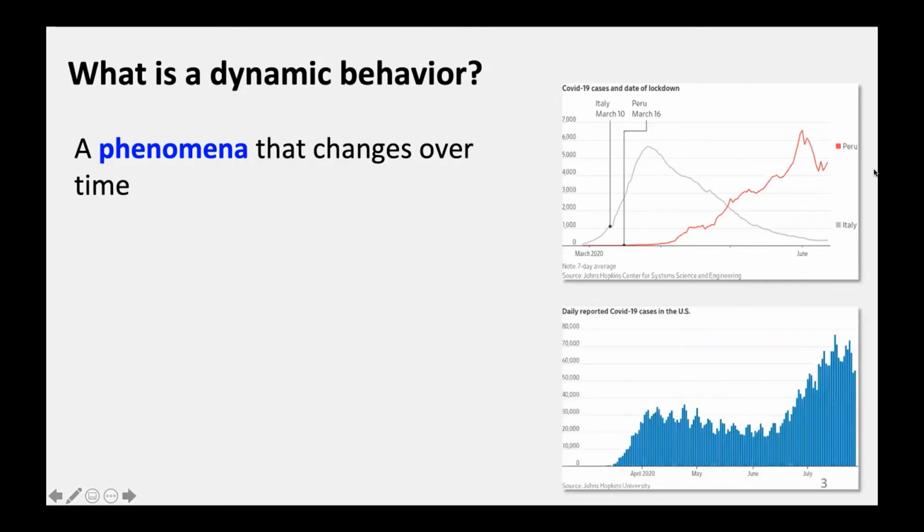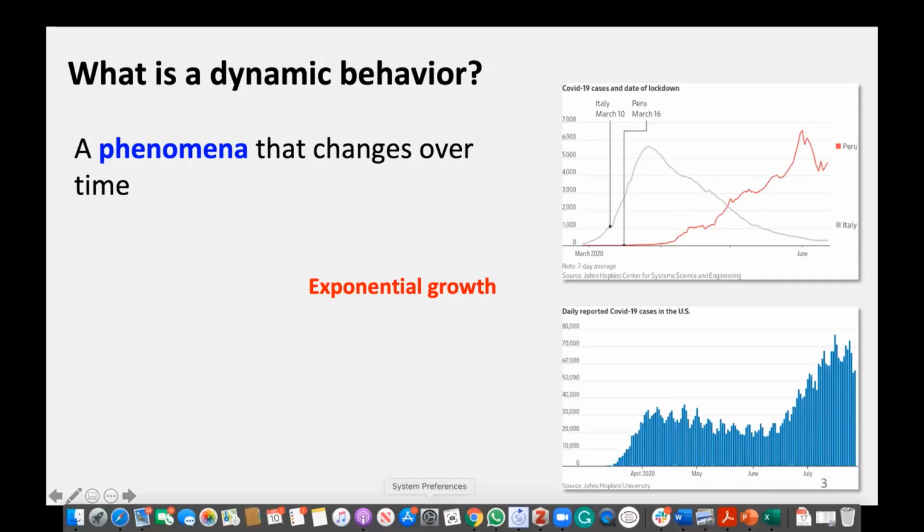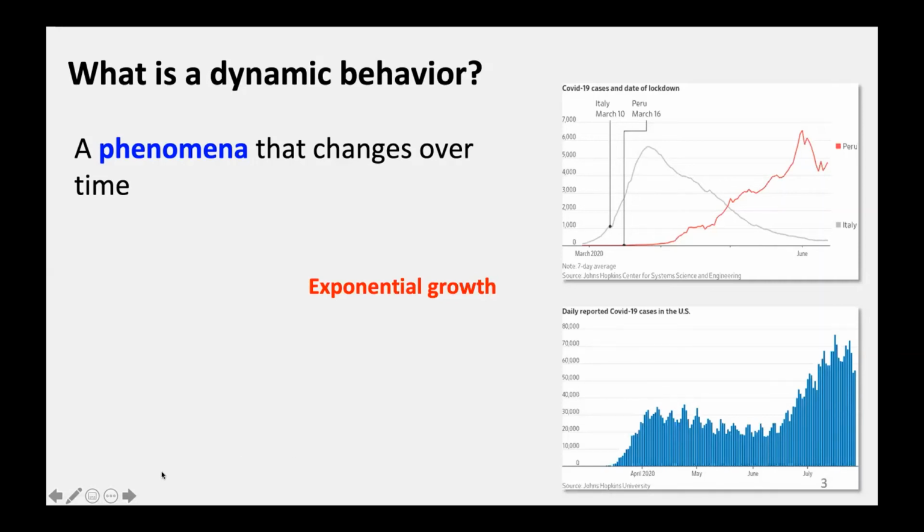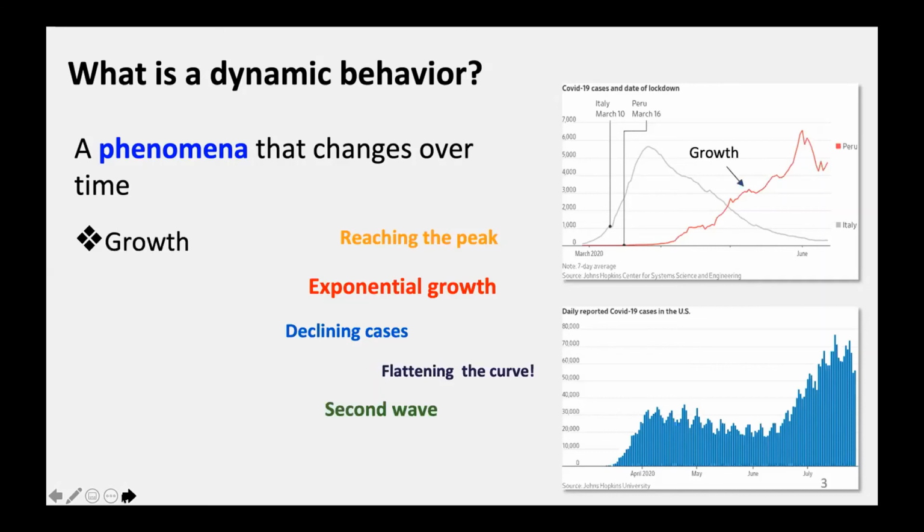You can also see another chart that looks like this. Again, time is on the x-axis. Here are also reported cases on the y-axis. That's another way of displaying this data. And we hear words like exponential growth, reaching the peak, declining cases, flattening the curve, second wave. That's my favorite. I'm a big advocate of the double hump or the second wave or the wave 1.5. I've talked a lot about those.